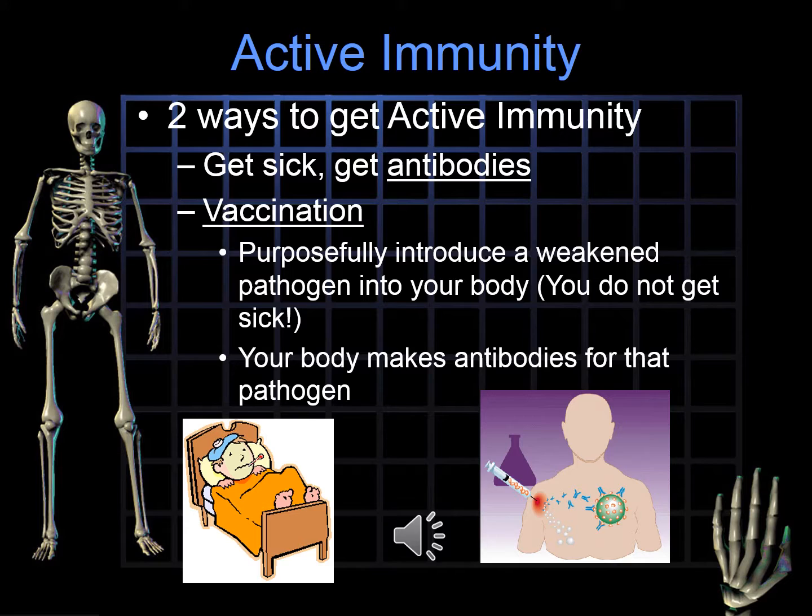So if you could either get smallpox and live through it, hopefully, if you don't die, then when you get smallpox again, you're now immune to smallpox. Or you can just get the vaccine for smallpox, never get sick, but your body thinks it was, so it remembers how to protect you. So now you don't get sick from smallpox ever. You're immune to smallpox. You can go either way.